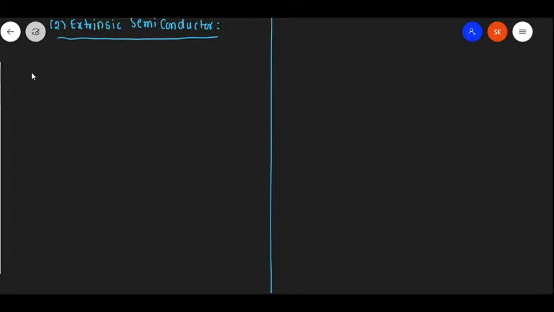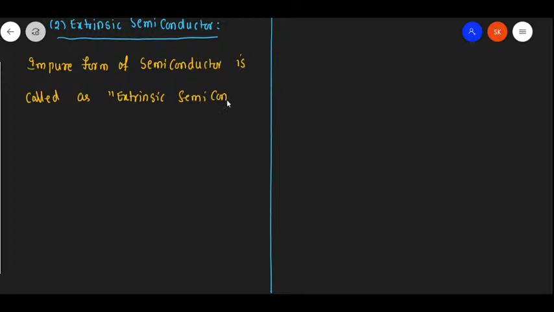Extrinsic semiconductor means it is the impure form of semiconductor. The pure form is called intrinsic, right? The impure form of semiconductor is called extrinsic semiconductor. What is an extrinsic semiconductor? Impure form. That means some impurities you should add. The process of adding impurities is called doping.